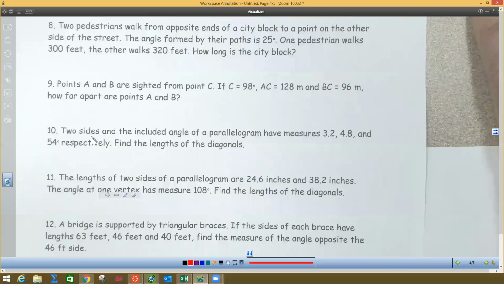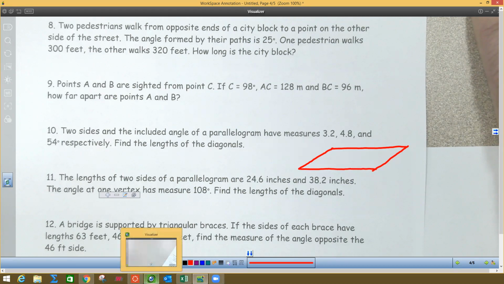All right, so number 10 says 2 sides and the included angle of a parallelogram have measures 3.2, 4.8, and 54. So I'm going to draw a parallelogram. I'm going to assume it is not a rectangle. So you draw a parallelogram. I hope you remember this from geometry, because you need geometry stuff on these. If you watch those other videos, I did geometry on these.